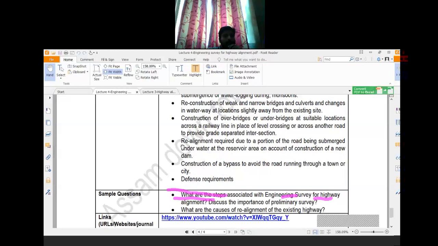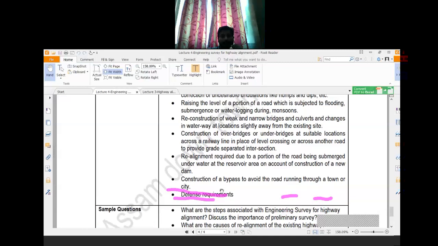Now, construction of the bypass. Suppose you are constructing one bypass to bypass all the traffic which previously entered the city. So you are separating the city traffic from the other vehicles which just cross the city to reach another point. In that case, you will construct a bypass road, and that is also one primary reason for realignment. So next one is defense requirement. This is another case where you need the realignment.